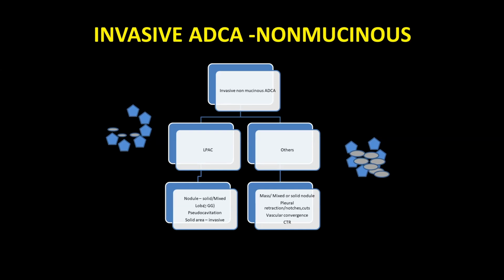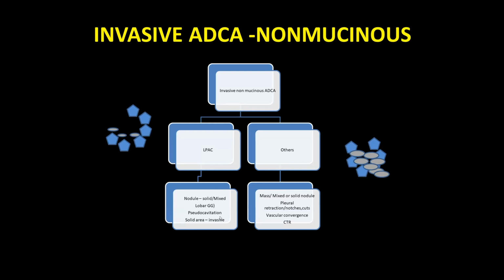That is one important pattern: extensive lobar ground glass opacity. It can have a bubbly appearance, known as pseudocavitation, an air bubble kind of picture within it. And if it develops a solid area, that is the invasive component.